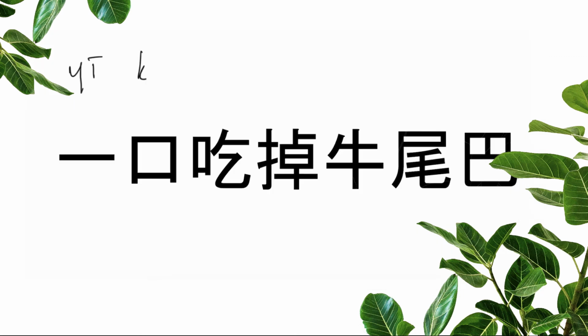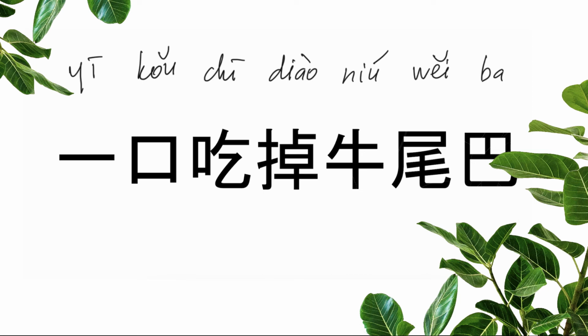And our last riddle is 一口吃掉牛尾巴. A mouth ate the tail of a cow, or the cow's tail was eaten in one mouth. So we definitely know that there will be a 口 in the answer. And we know that there is probably a character 牛, but somehow without a tail, without the lower part. And so we get the character 告, which means to tell, to announce. So this was the last riddle.